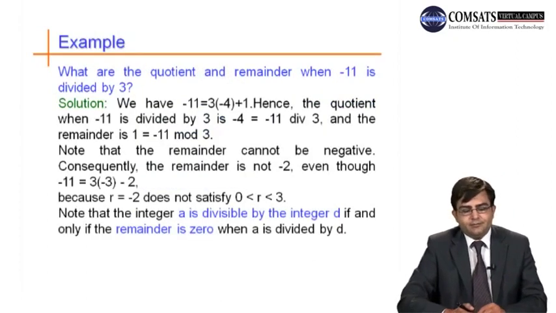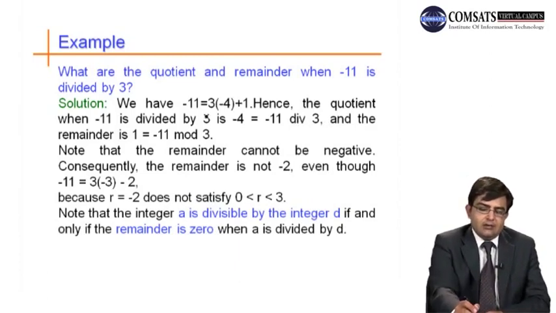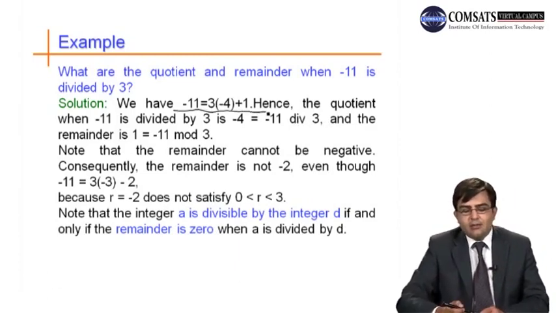Now an example: what are the quotient and remainder when minus 11 is divided by 3? We can write minus 11 in this form. Minus 11 is equal to 3 times minus 4 plus 1. So what is the quotient? The quotient is minus 4. And what is the remainder? The remainder is 1.